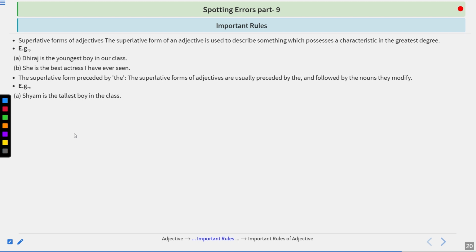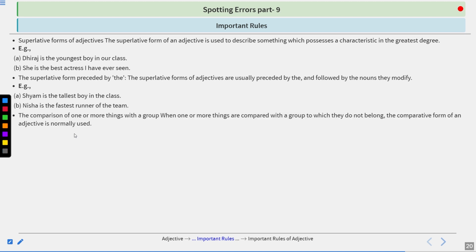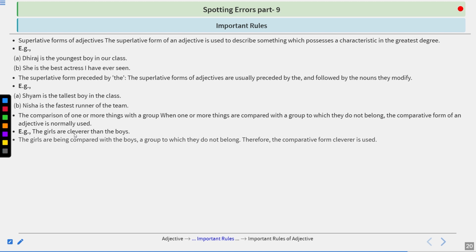"Sham is the tallest boy in the class." So no other boy is as tall as Sham. "Nisha is the fastest runner of the team." When one or more things are compared with a group to which they do not belong, the comparative form of an adjective is normally used. "The girls are cleverer than the boys." The girls are being compared with the boys, a group to which they do not belong. Therefore, the comparative form cleverer is used. I hope you have understood.